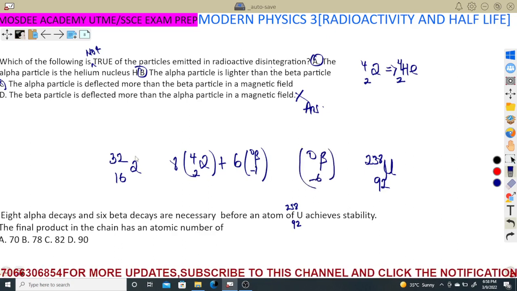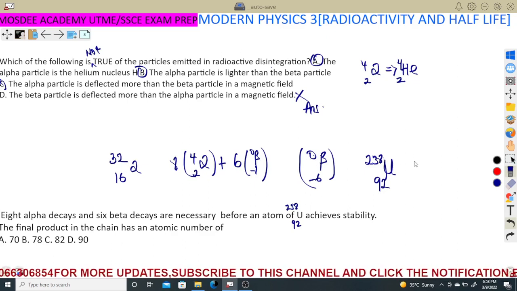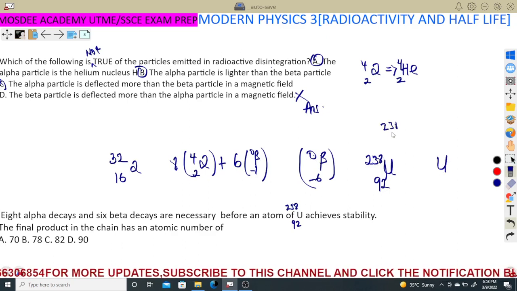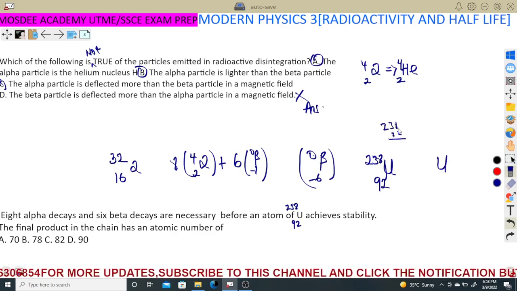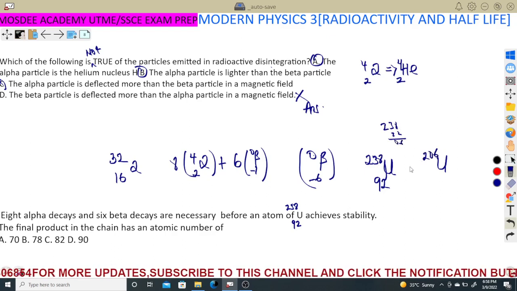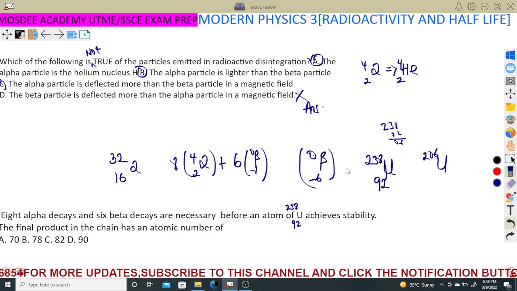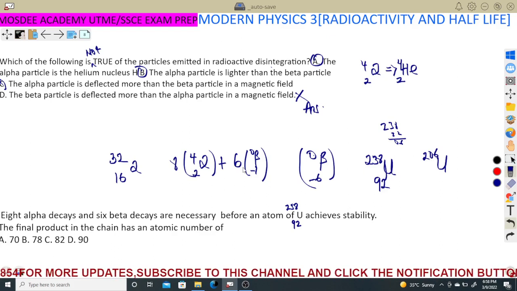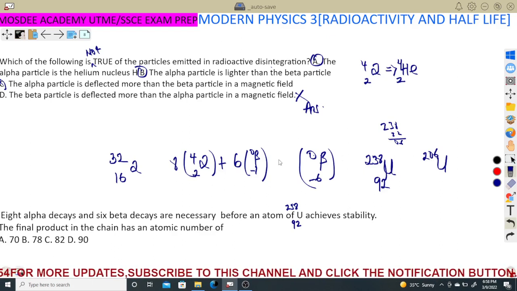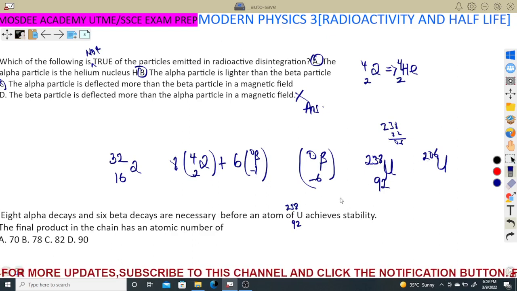So this is decreasing by 32, because 32 plus 0 is 32. So 238 minus 32 is 206. Which we already know, normally it will be 206, 82, which is always the final product of the stability of this. I've shown it before, but you just have to prove it. And that is what they are asking here. But for somebody that knows what the final element will be, it is going to give you lead, 82, 206.